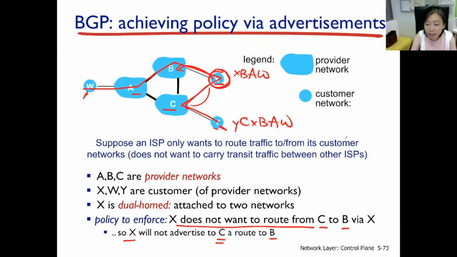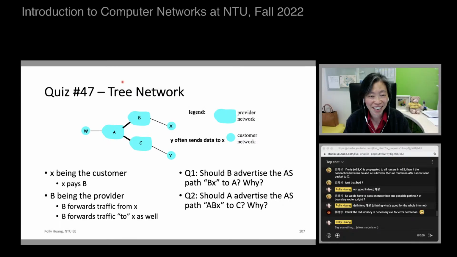So again, money is the issue. X is not getting any money from C or from B. Therefore, X is not happy transiting traffic for these other ISPs or even from other customer networks not paying. Yeah, money is a big issue.